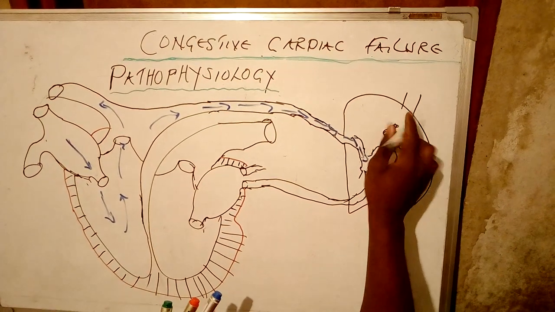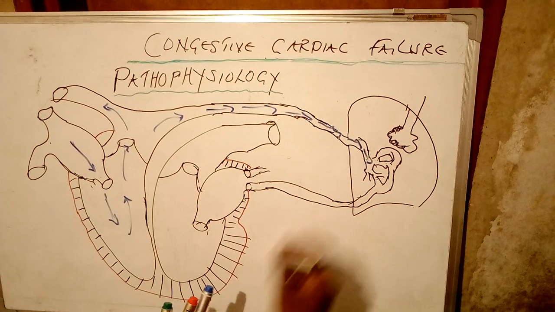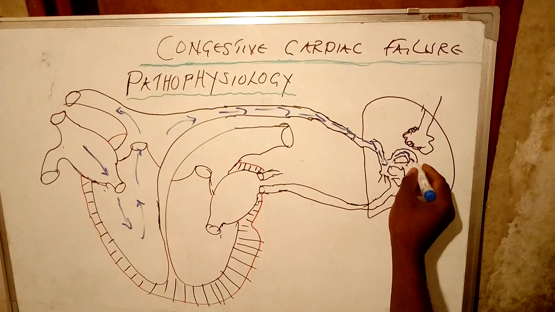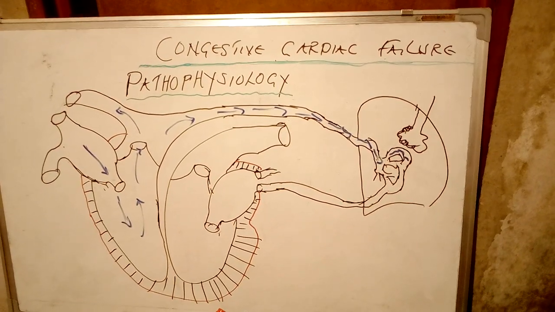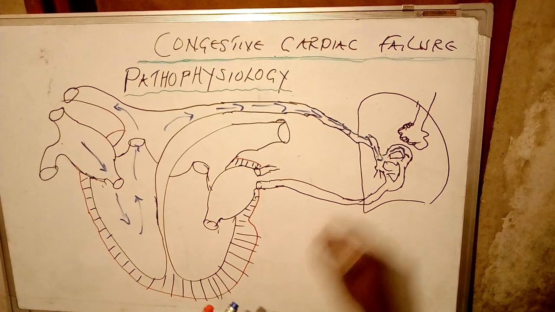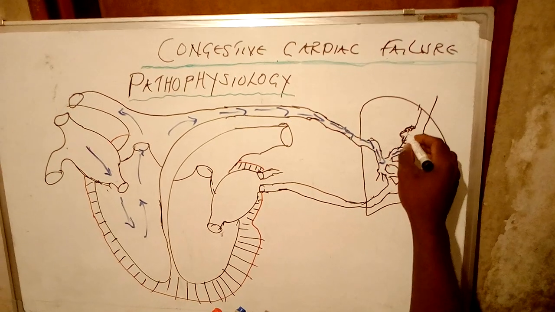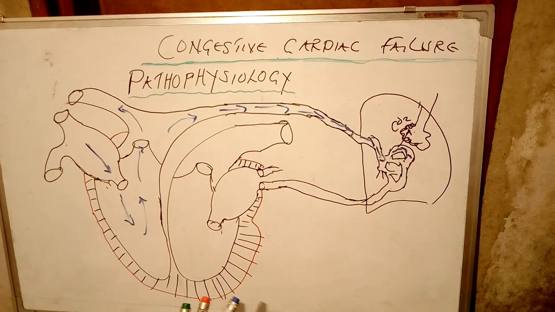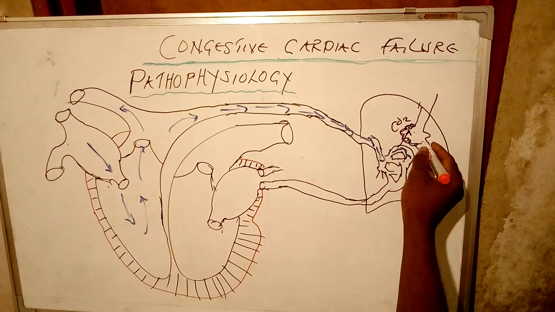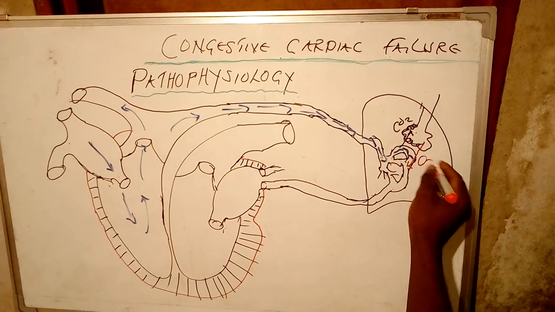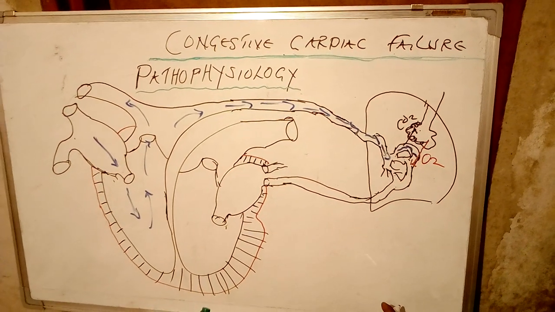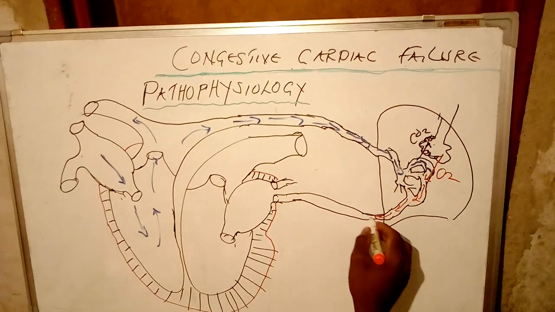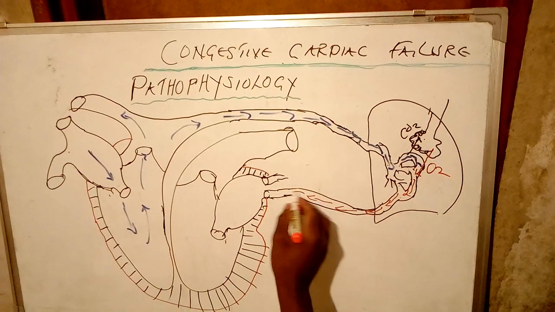In the alveoli, that's where we have a greater amount of oxygen. The deoxygenated blood is rich in carbon dioxide, it has a higher concentration of carbon dioxide. This carbon dioxide goes into the alveoli, and the oxygen, which we are showing in red, diffuses in. Then the blood becomes oxygenated, and the oxygenated blood is taken by the pulmonary vein back to the heart.